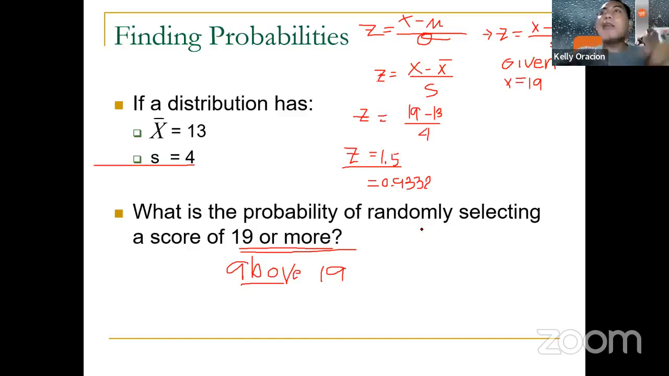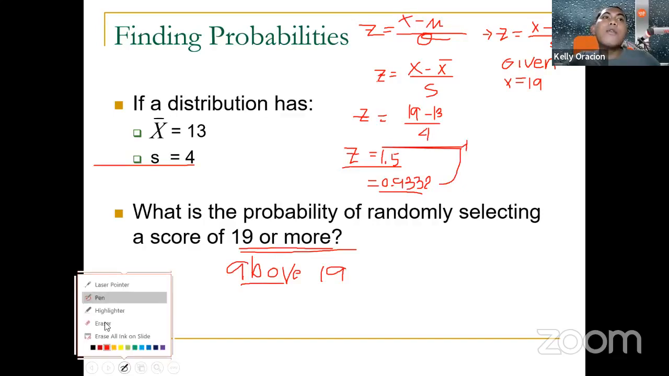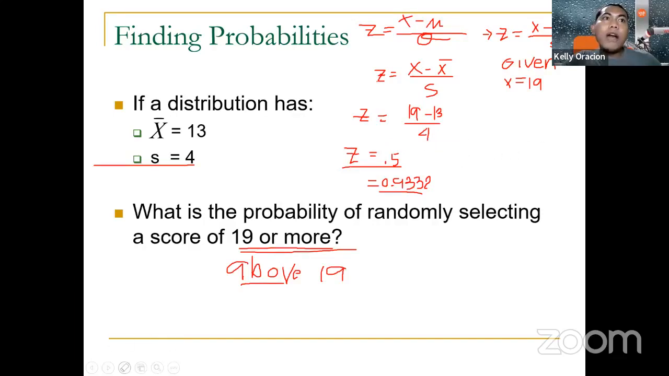Now, based on the problem, the situation is 19 or more, which means greater than 19, or above 19. What did I say last time when it's above? To the right, greater than, more than. You are going to subtract your tabular value from 1. Again, subtract your tabular value from 1. So you have here 1 minus 0.9332.